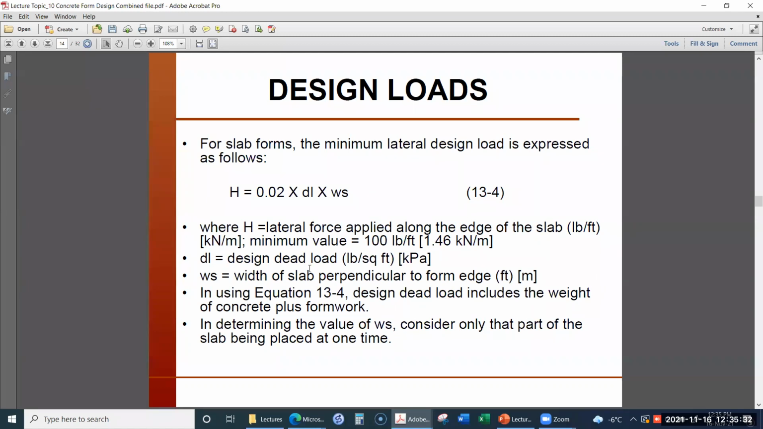DL is the design dead load, which is given in kilopascal, and WS is the width of the slab perpendicular to the form edge. So in using equation 13-4, design dead load includes the weight of the concrete plus the form work. In determining the value of WS, consider only that part of the slab being placed at one time. That means it is not like the full slab width. It can be the part of the slab which can be placed at one time. Later on, we will also have the application of this equation.